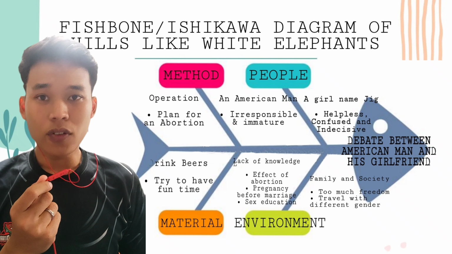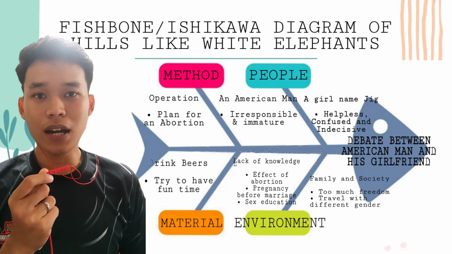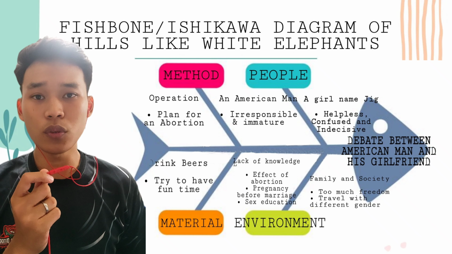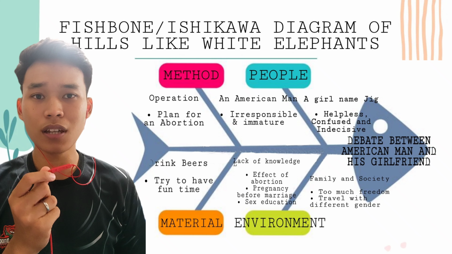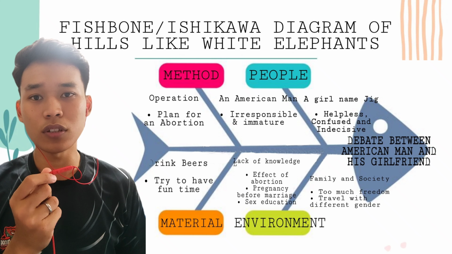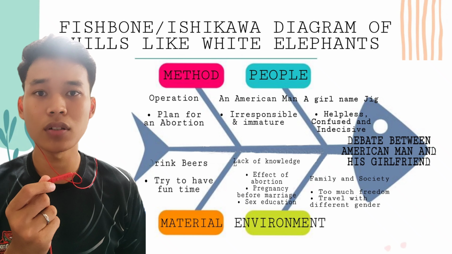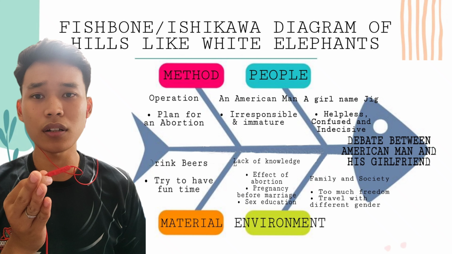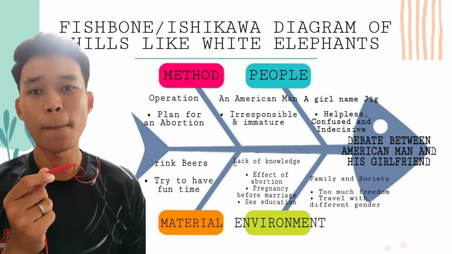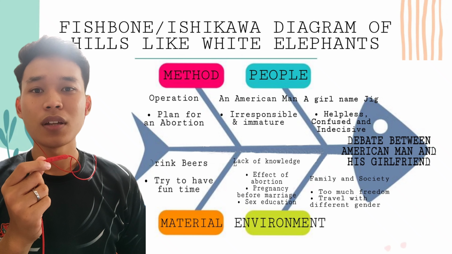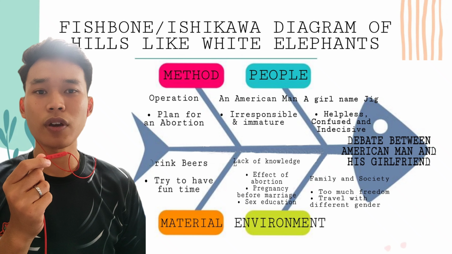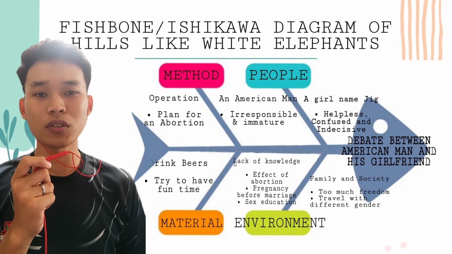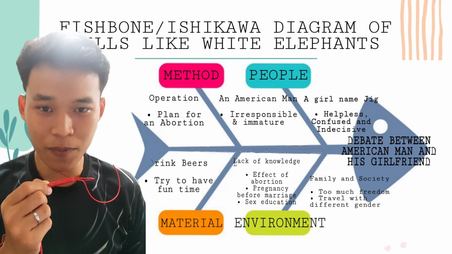They also lack knowledge. For me, they did not do research about the risks of abortion, which has serious complications such as heavy bleeding, damage to the organs, sepsis, and infection from injury. They also lack knowledge about the effects of pregnancy and sex before marriage. Last but not least, this problem happened because of family and society. For me, their parents give too much freedom so that they can travel for a long time together.